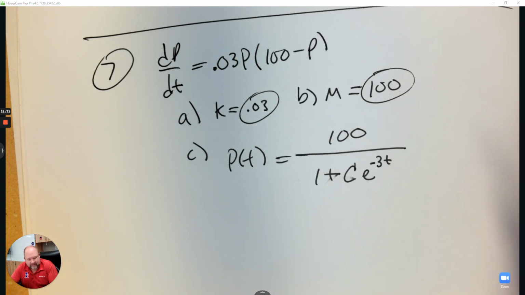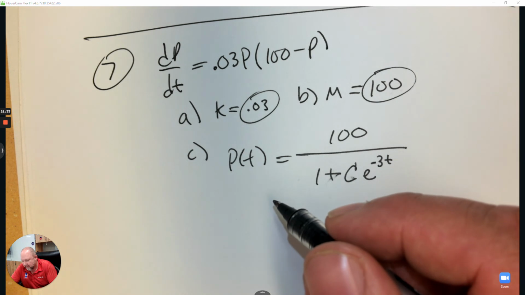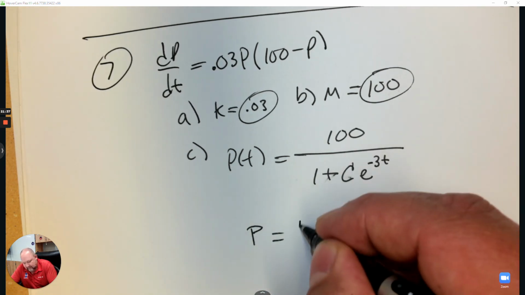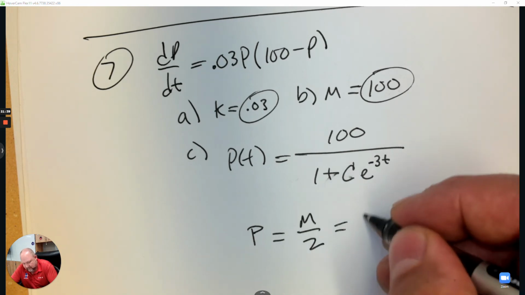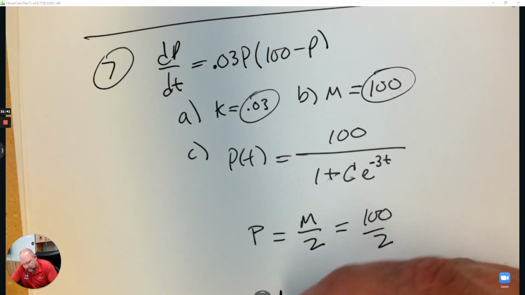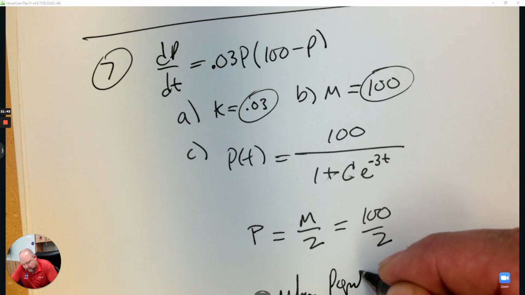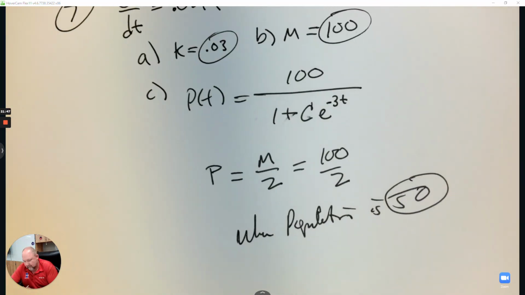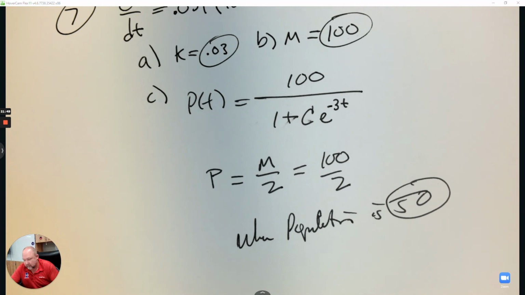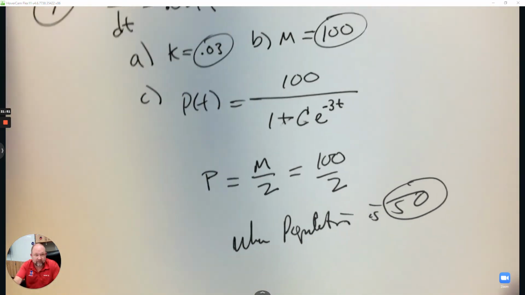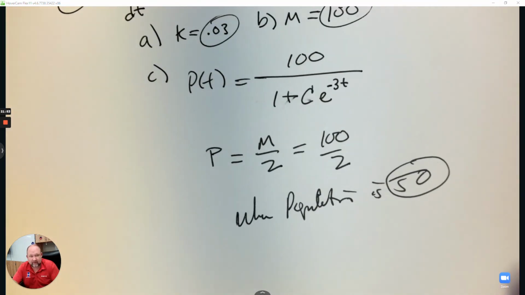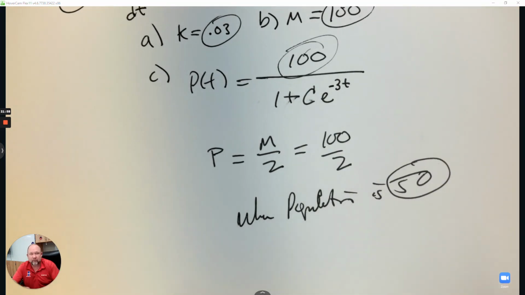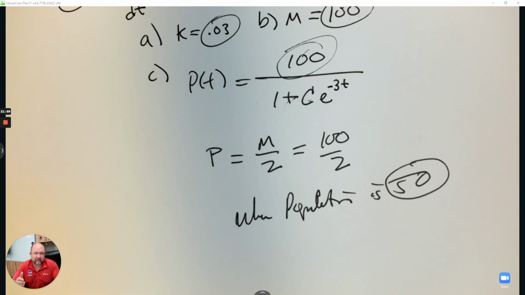Didn't even ask for the equation, right? So it just says find the value of p. So it's half of the carrying capacity when it's the greatest. So when the population is 50, it's growing the fastest, and the derivative is the greatest. So we're now going to understand that the halfway point to the carrying capacity is when it's growing the fastest. That's a logistic growth model.